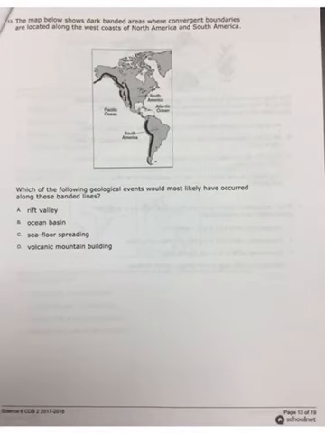Number 13. The map below shows dark banded areas where convergent boundaries are located along the west coasts of North America and South America. Which of the following geological events would most likely have occurred along these banded lines? A, Rift Valley. B, Ocean Basin. C, seafloor spreading. D, volcanic mountain building.